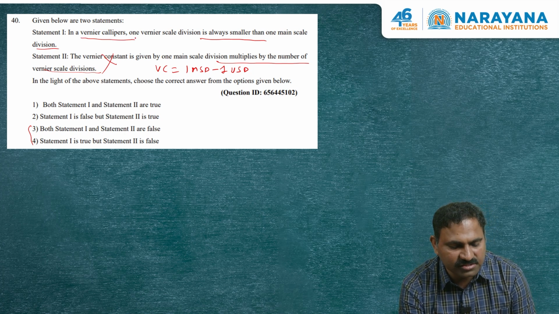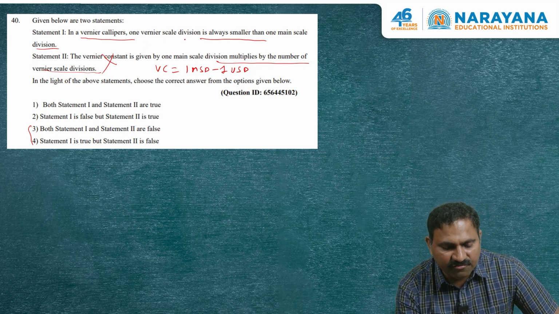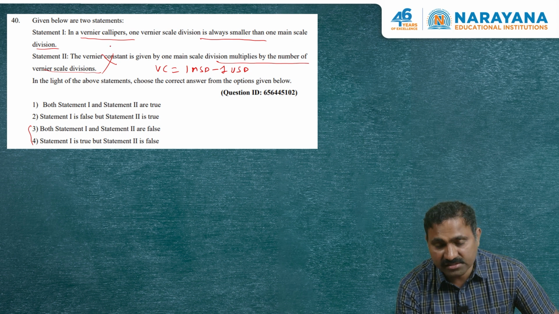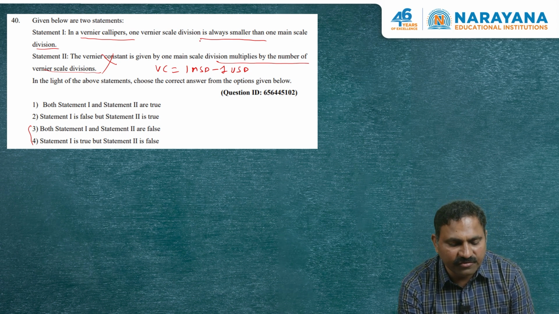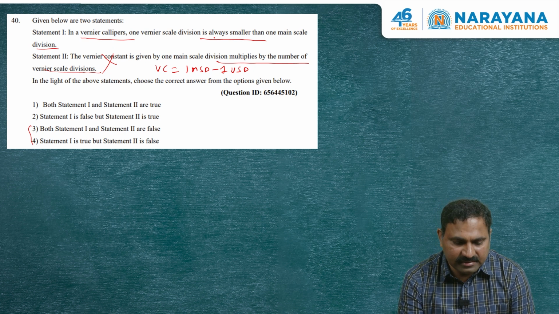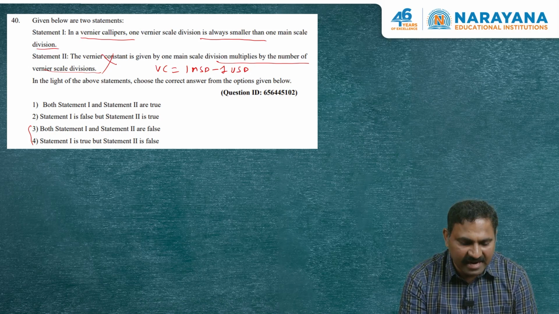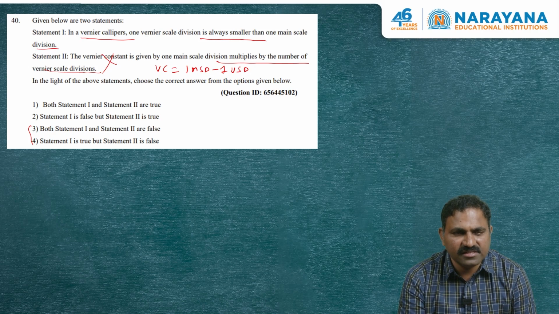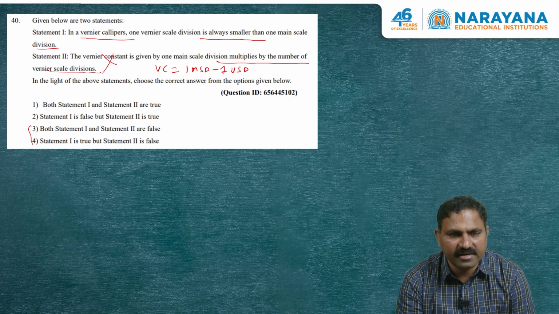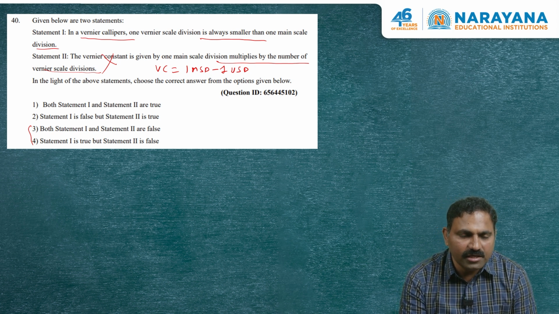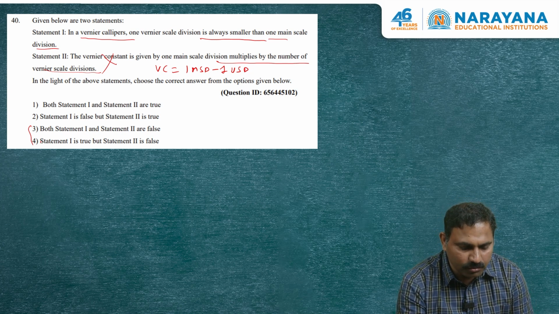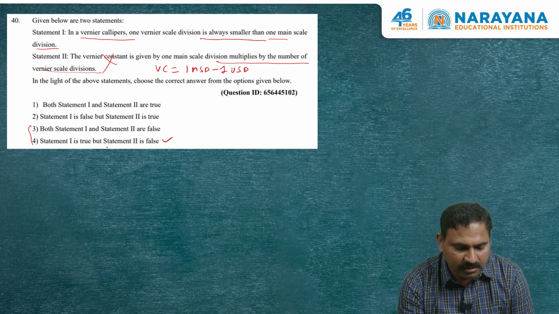Now if you go to the first statement, in a Vernier calipers, one Vernier scale division is always smaller than one main scale division. Usually in laboratories we use that type of Vernier scales, but practically there is a possibility of having other types of Vernier scales also. In case of standard Vernier calipers, Vernier scale division is less than main scale division. In case of non-standard Vernier calipers, Vernier scale division value may be greater than main scale division also. A similar question was asked in JEE Advanced also. So it is better to give the answer as the fourth option, statement 1.